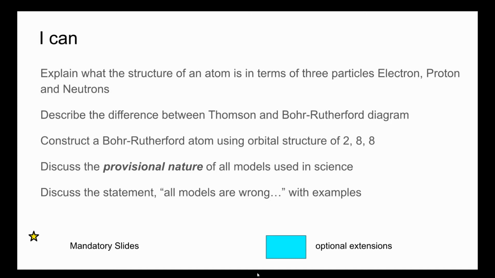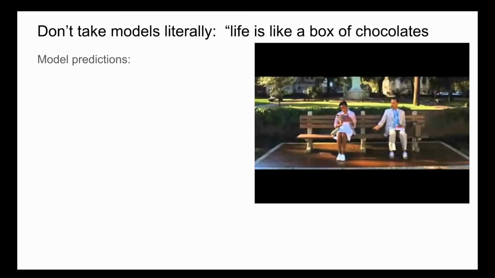You will be able to explain the structure of the atom even if you don't see this particular lesson. You need to be able to describe the difference between Thomson and the Bohr-Rutherford diagram, construct a Bohr-Rutherford atom using the orbital structure of 2, 8, 8, 8, or 18, discuss the provisional nature of models, and be able to discuss all models are wrong with examples.